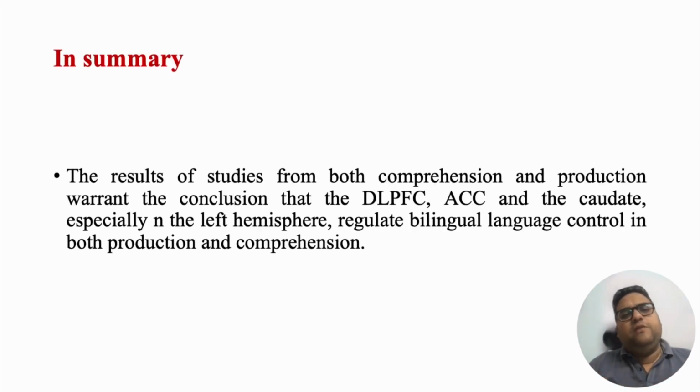In summary, we can say that the results from both the neuroimaging and the neuropsychological studies suggest that the areas of control are actually the same with regard to both comprehension and production, which are the DLPFC, the ACC, and the caudate, especially from the left hemisphere.